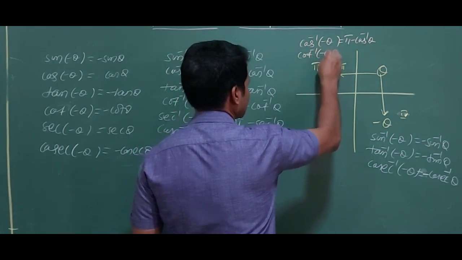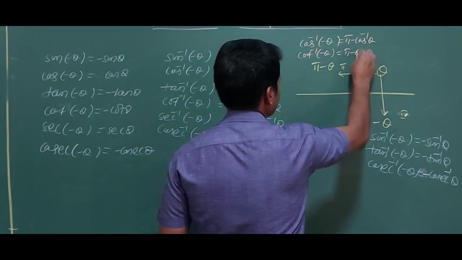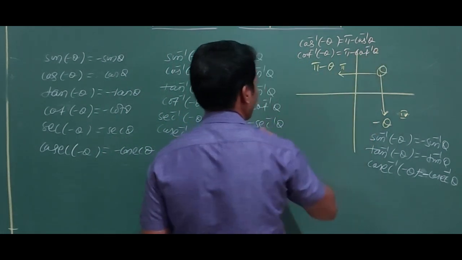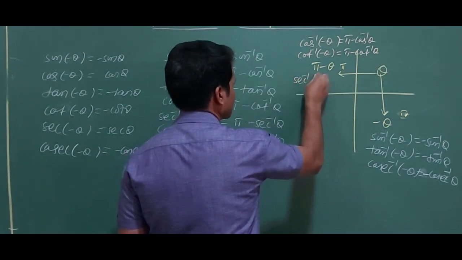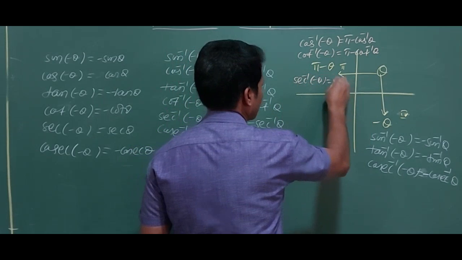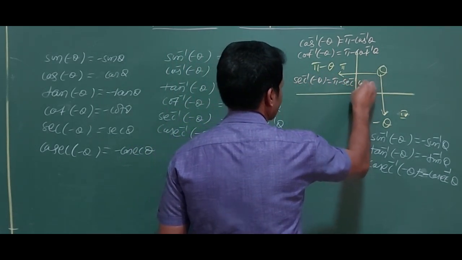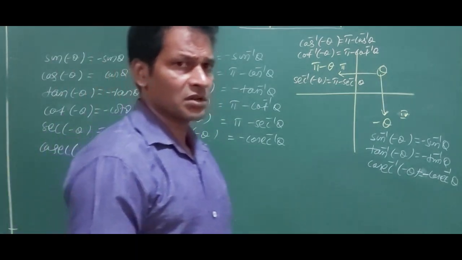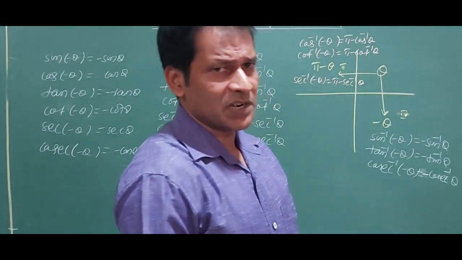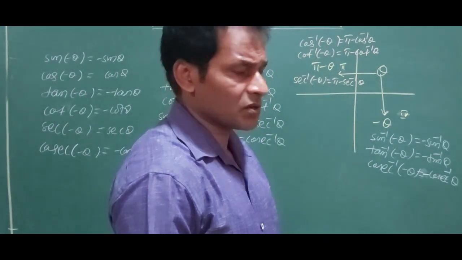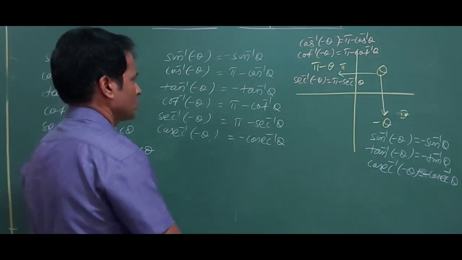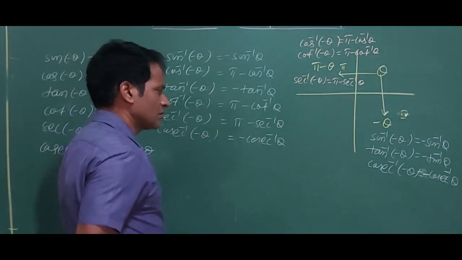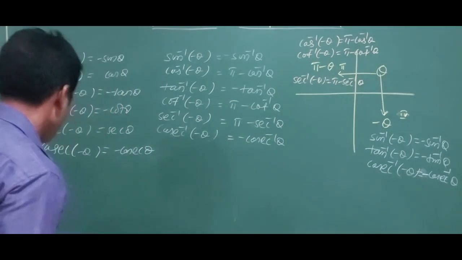Cot inverse of minus theta, pi minus cot inverse of theta. Sec inverse of minus theta, pi minus sec inverse of theta. So never learn a formula by heart; apply your logic or listen to the logic. Once you think about it, it will be clear. So easily you can solve the questions now. So you have understood why it is happening. Related to this, we will do some questions now.